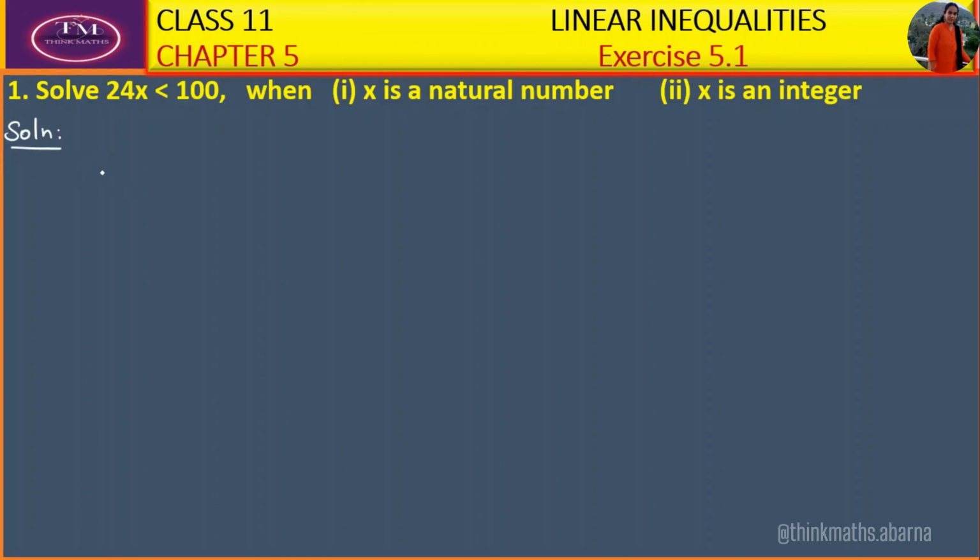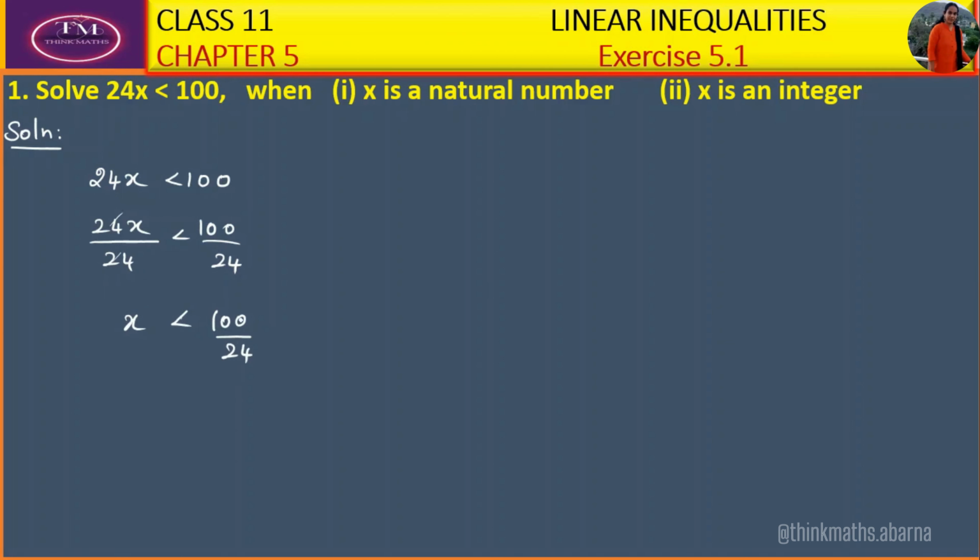So here what is given, 24x is less than 100. We have to find what is the value of x. Okay, so let us divide by 24 on both sides. So 24x divided by 24 less than 100 by 24. So this 24 gets cancelled, so we will get x less than 100 divided by 24.